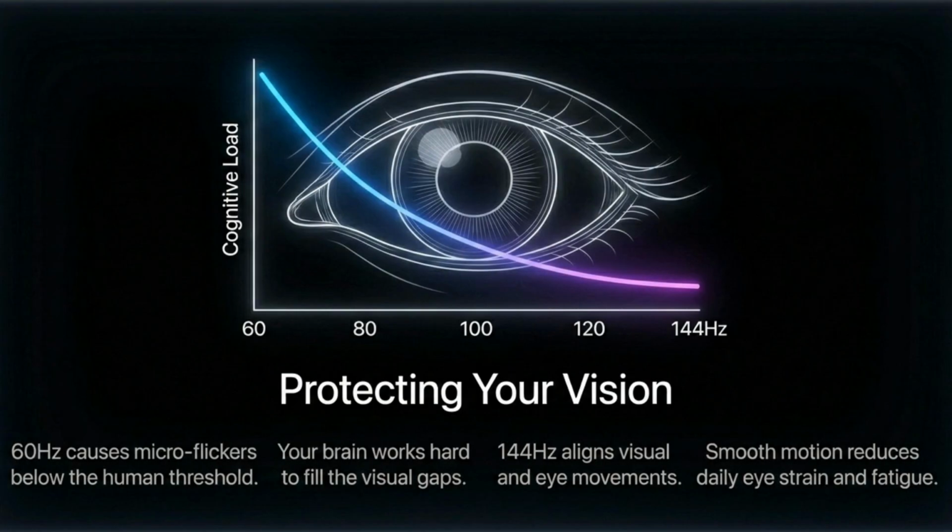Higher refresh rates help protect your vision. 60 Hz causes microflickers, making your brain work harder. 144 Hz aligns visual and eye movements, reducing daily eye strain and fatigue.